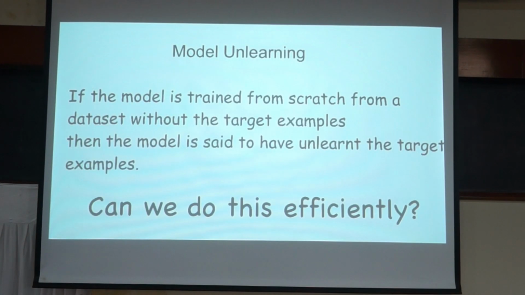Now coming to model unlearning, that's the last thing, and I'll take a couple of minutes. As we said, the model unlearning definition is: if a model is trained from scratch on a data set without the target examples, then the model is said to have unlearned the target examples. Scarlett Johansson is forgotten, right? Now the question is, can I do this efficiently? This kind of thing is not efficient. I cannot retrain everything.